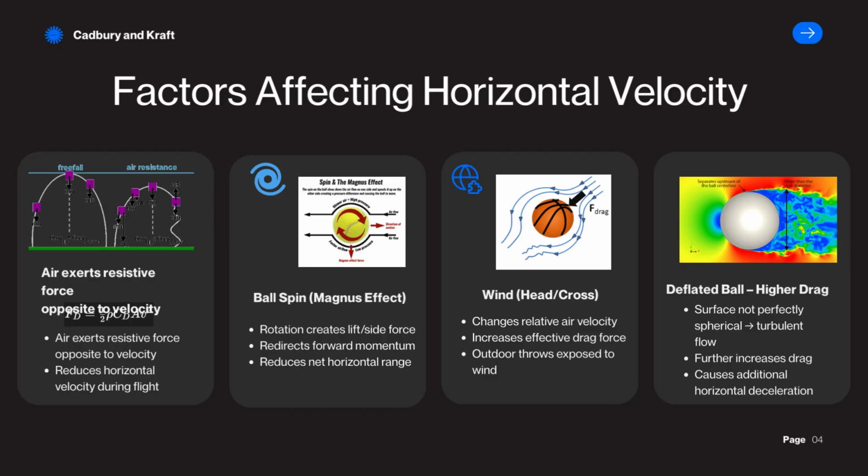Because the ball was deflated and not perfectly spherical, it caused a turbulent flow, which further increases drag and causes additional horizontal deceleration. All these contribute to the fact that the horizontal displacement falls short of the predicted horizontal displacement, which could have been more accurate if we had accounted for these factors.